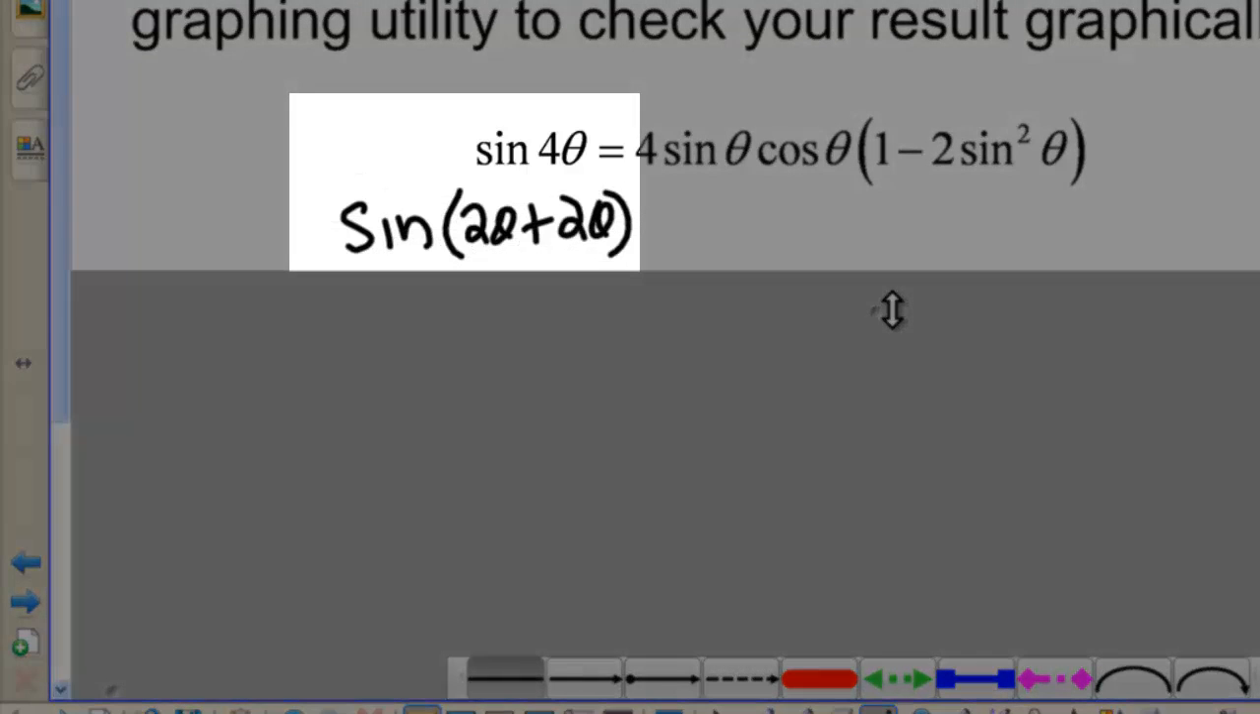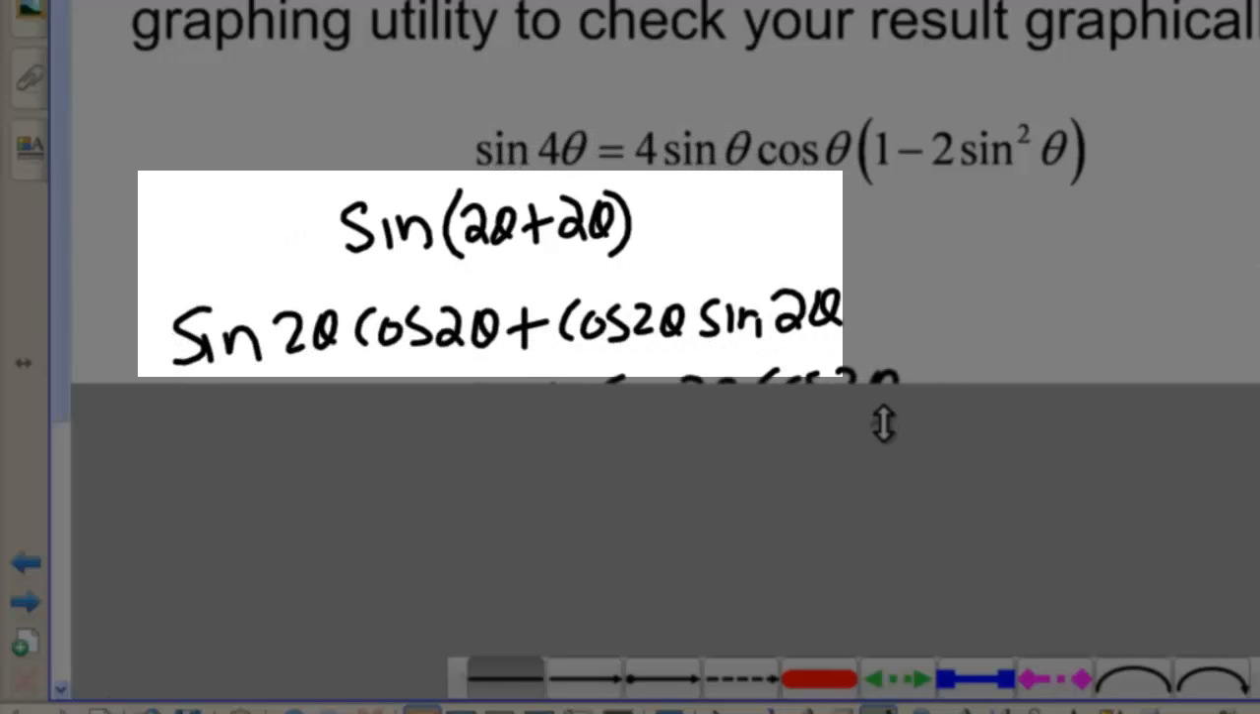When I think of the sine of 4 theta, I can think of that as the sine of 2 theta plus 2 theta. And then I can use my sum and difference rule, where sine of A plus B equals sine A cosine B plus cosine A sine B, with 2 theta for both angles. And because it's a sum of two angles, I use the sum formula.